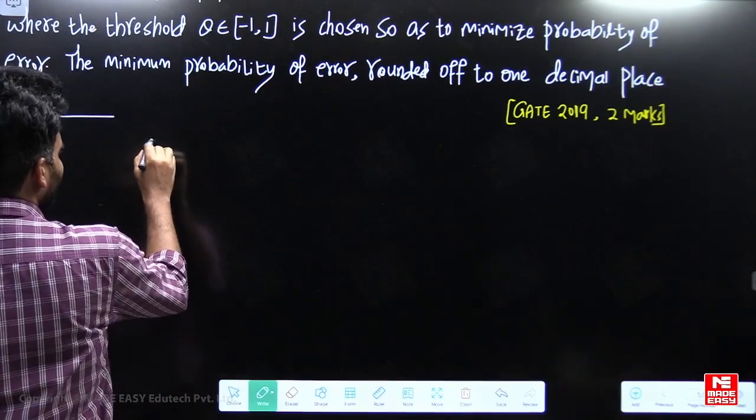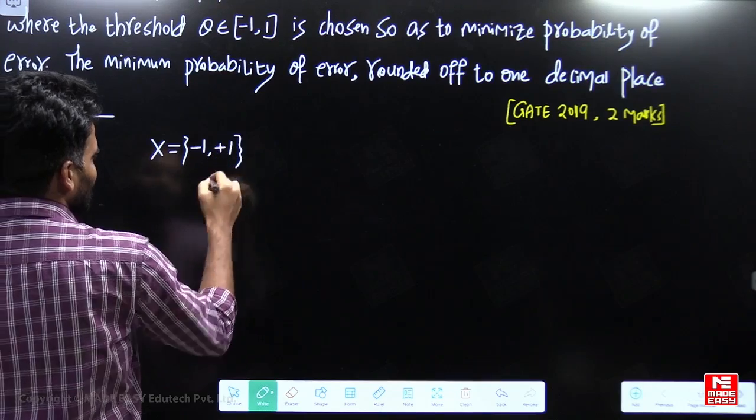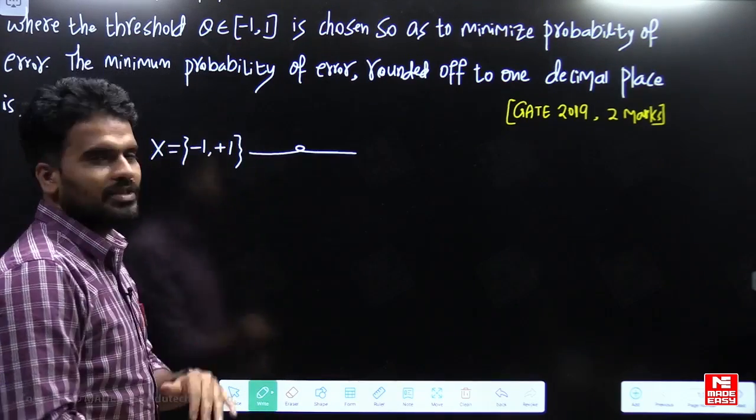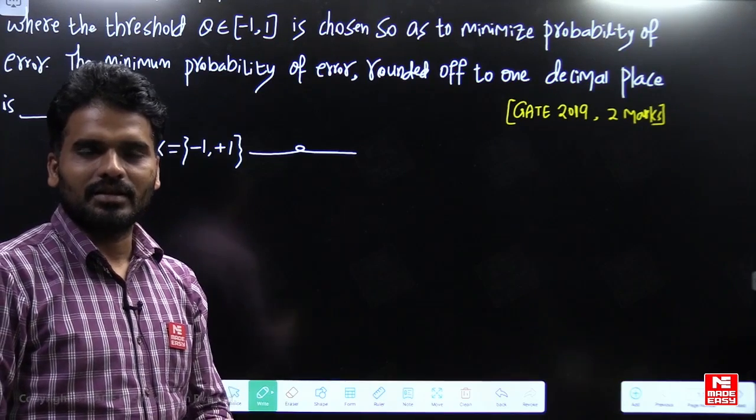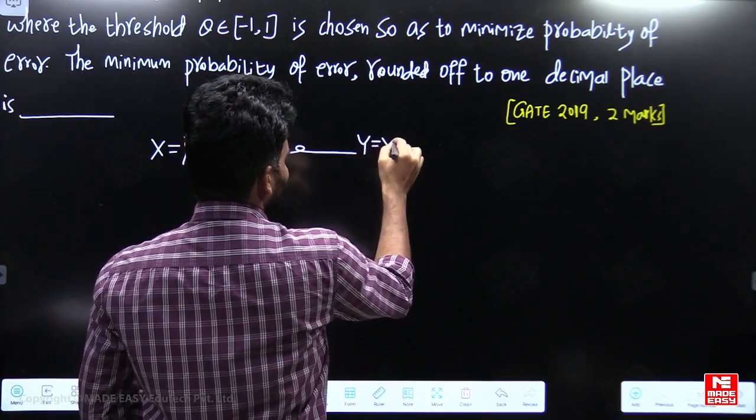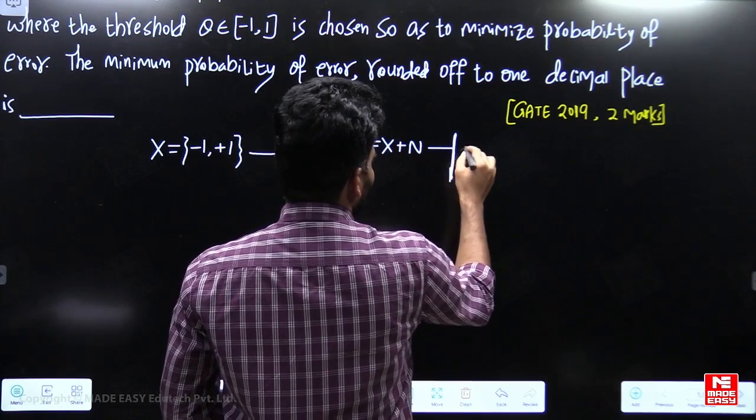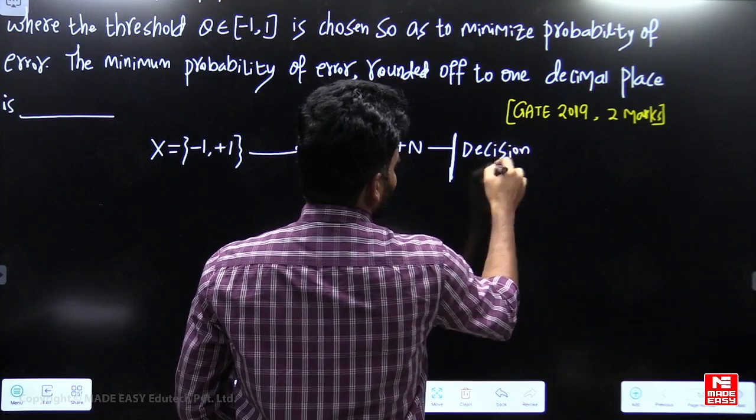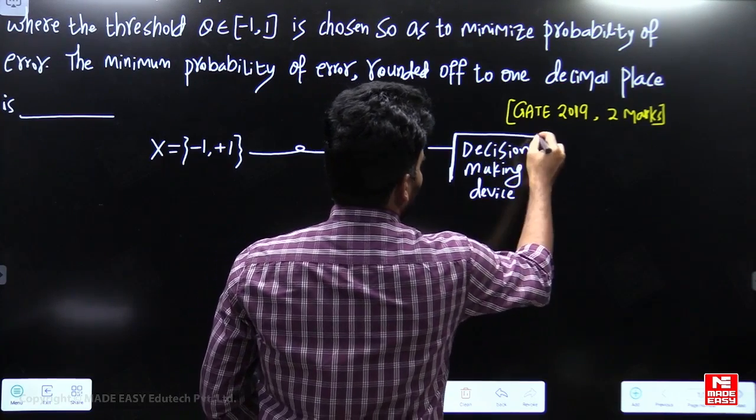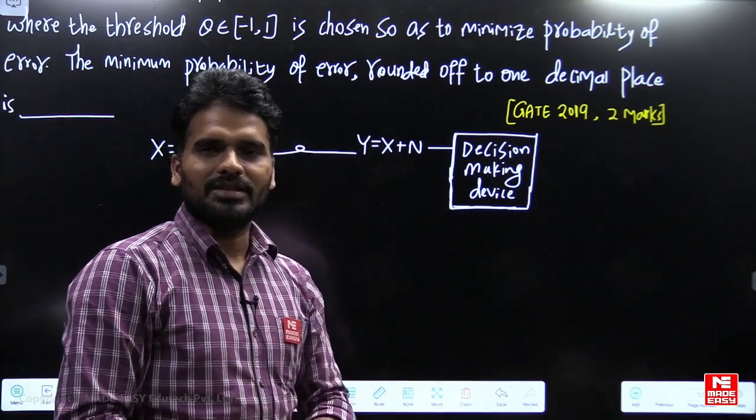Here the random variable x has two possible values, -1 and +1, and it is transmitted through a channel. In the transmission process, x is added with some noise, denoted as capital N. The output of the channel is y, and y is equal to x plus n. This output of the channel is given to a decision making device. Simply you can use a threshold comparator also. In the last stage of the receiver, a threshold comparator will be there, or you can call that a decision making device.